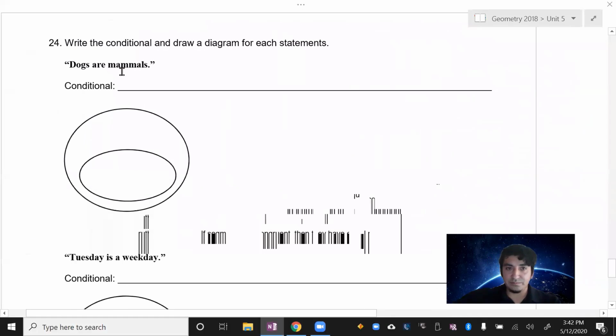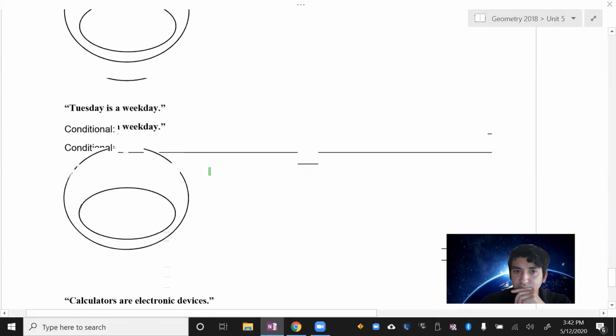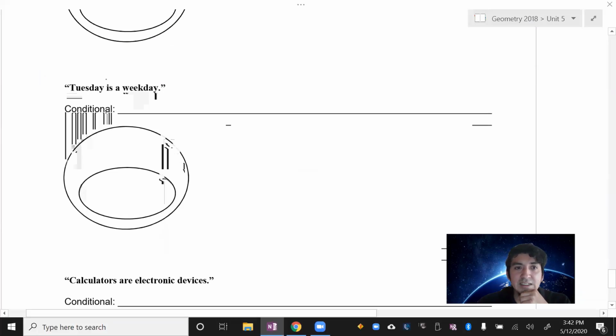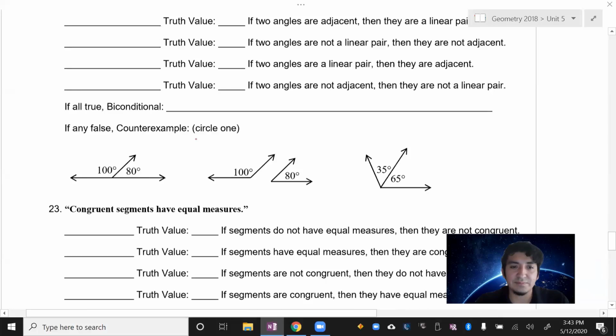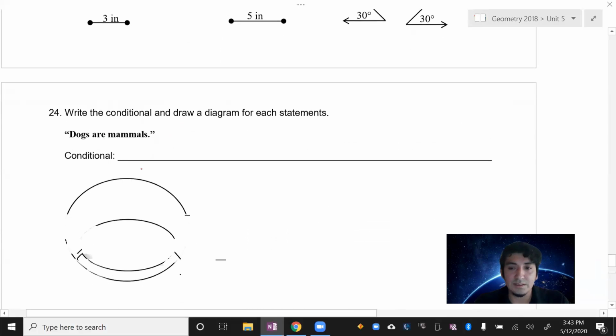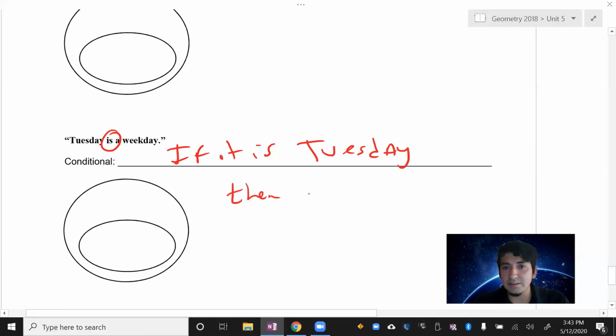Now, next part. Write the conditional and draw a diagram for the statements. We may have seen this one actually. From here, Tuesday is a weekday. So I'm going to break it up right here. So if it is Tuesday, then it is a weekday. So there you go.